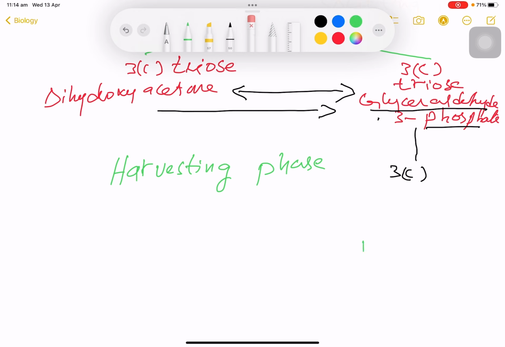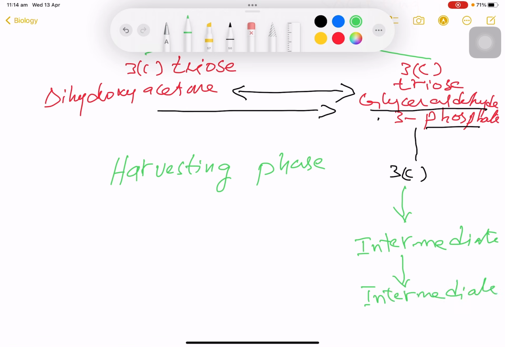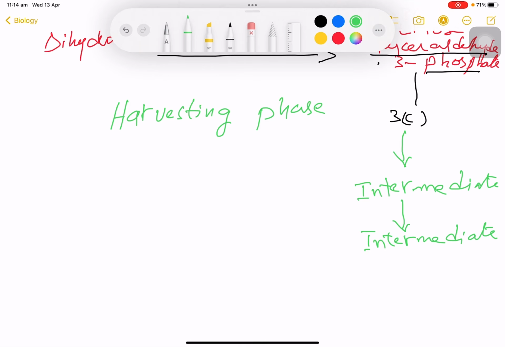They use only one term, that is the intermediate, right? So I'm going to write intermediate here. What is an intermediate? They are unstable compounds. Soon they are going to convert into another compound. But the final product I will write here, with the black pen to make it different, and that is known as pyruvate. Pyruvate is also a 3-carbon compound, so the number of carbons remains the same.